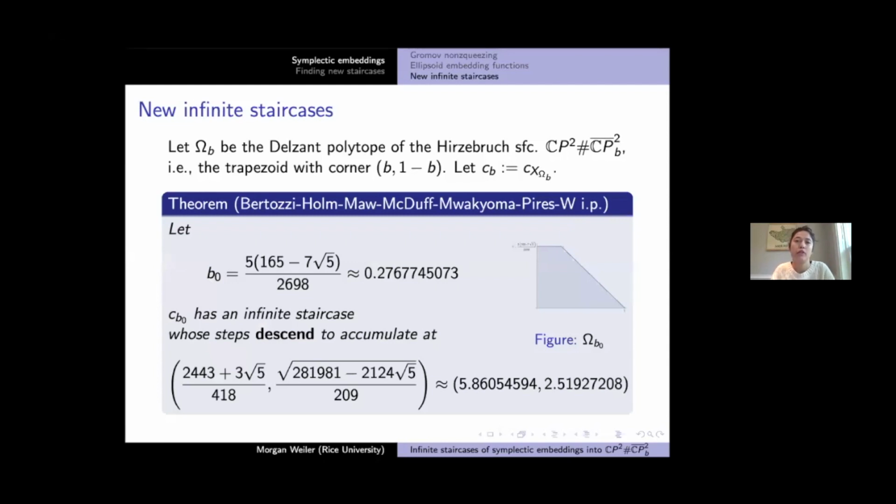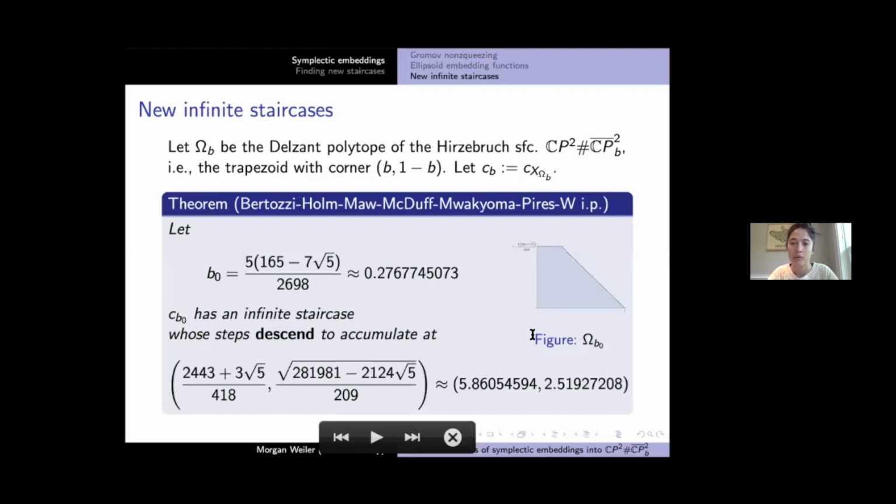Okay, so the first new infinite staircase we've found: if you take this Hirzebruch surface, which is CP2 blown up at a point with weight b, its Delzant polytope is the trapezoid with a corner at (b, 1-b), and then the other corners are (0, 1-b) on the y-axis and (1, 0) on the x-axis. And we're going to let c_b denote c_{X_{omega_b}} because that's too many subscripts. And here you can see another example of omega_b. Here we have omega_{b0}, where b0 is approximately 2.7677, etc. And we have found that c_{b0} has an infinite staircase, and its steps descend to accumulate at this number, which will be given meaning later.